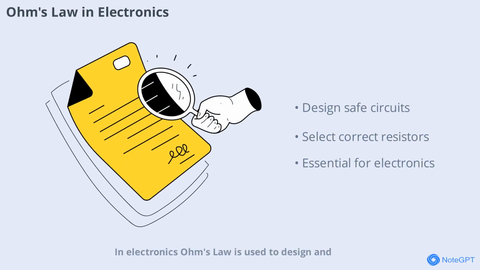In electronics, Ohm's law is used to design and analyze circuits for everything from radios to computers. It helps engineers select the right resistors, design power supplies, and ensure components work together safely. Mastering Ohm's law is a key step for anyone interested in building or repairing electronic devices.